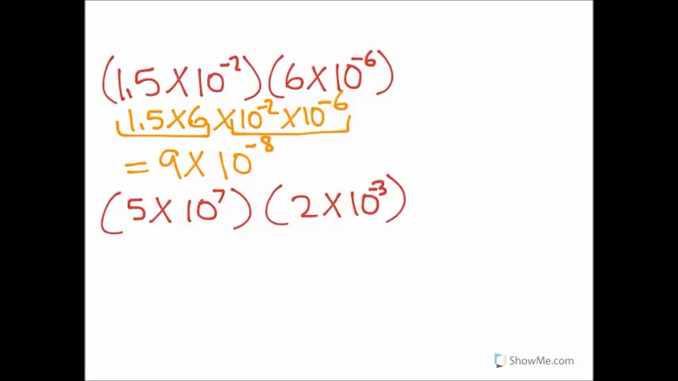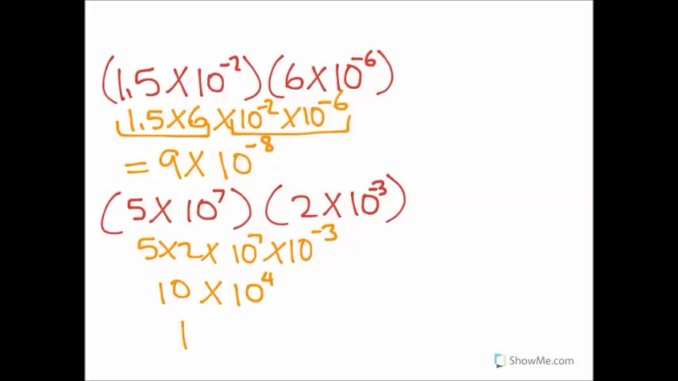We can do something similar here. So 5 times 2 times 10 to the 7th times 10 to the negative third. This will give us 10 times 10 to the 4th. But in this case, this is not in scientific notation because we need the decimal point to be between the 1 and the 0. So we can convert that by moving the decimal point over once and making that 10 to the power of 1 and then bringing down the 10 to the 4th that we had. So our final answer is 1.0 times 10 to the 5th.